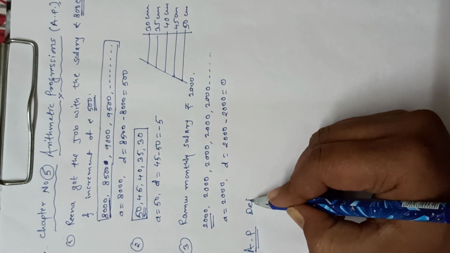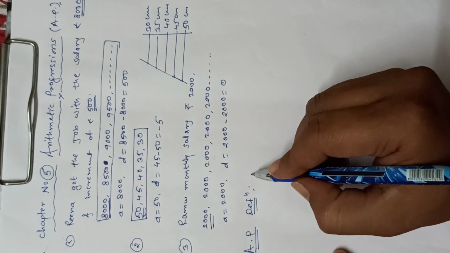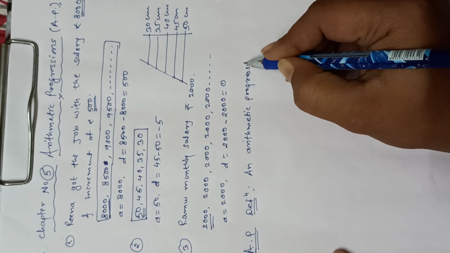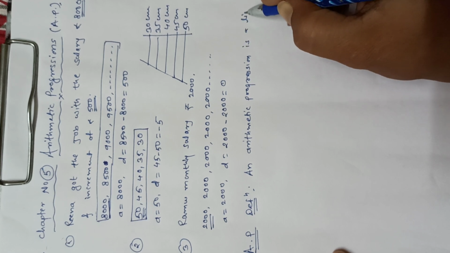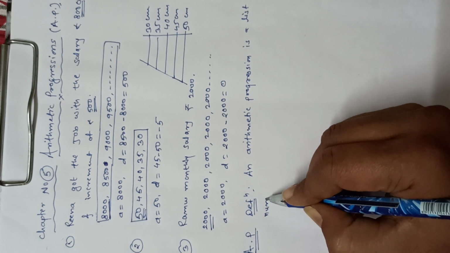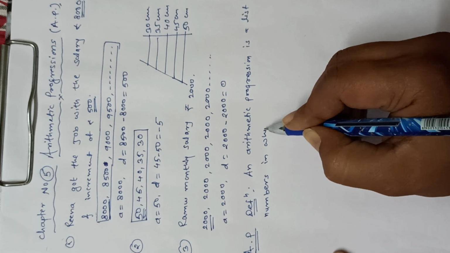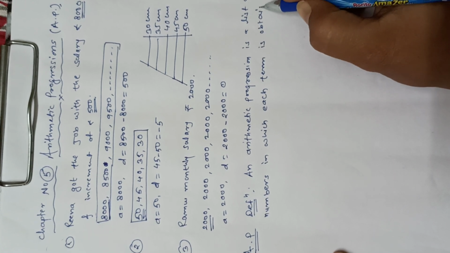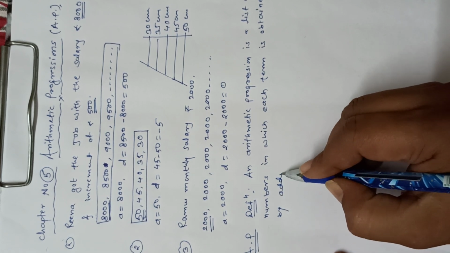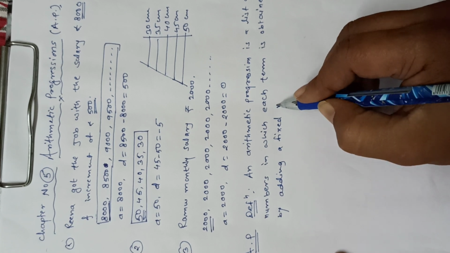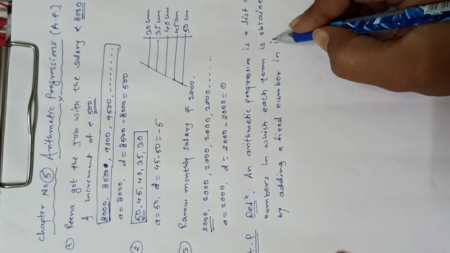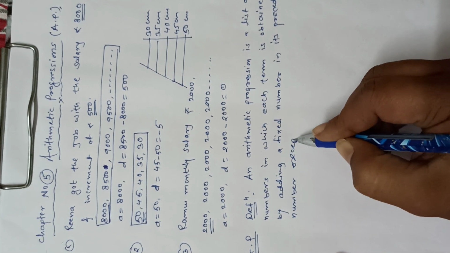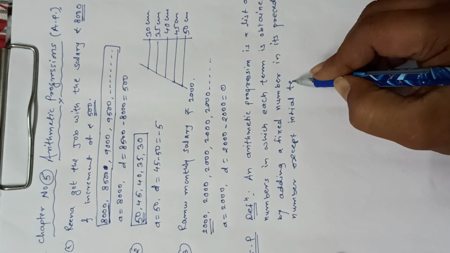Arithmetic progression definition. An arithmetic progression is a list of numbers in which each term is obtained by adding a fixed number to its preceding, that is previous number, except the initial term, or we can say the first term.